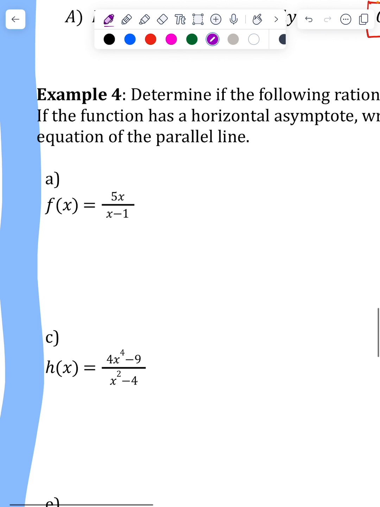So in each of these cases, we're still comparing the top degree, which is 1, to the bottom degree, which is 1. So in this scenario, the top and the bottom have the same power or degree. I'm only concerned about these leading terms. And so when that's true, I have a horizontal asymptote and it's located at the ratio of the coefficients, which would be 5 over 1, but I would just write it as y equals 5.